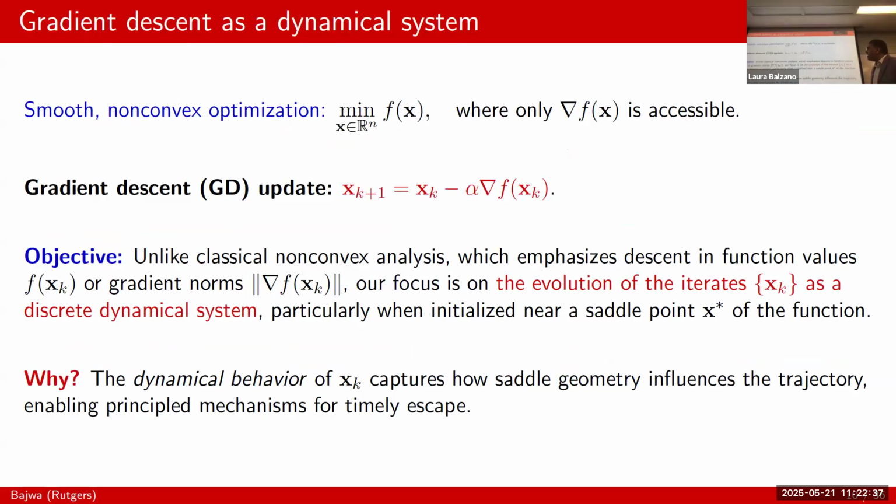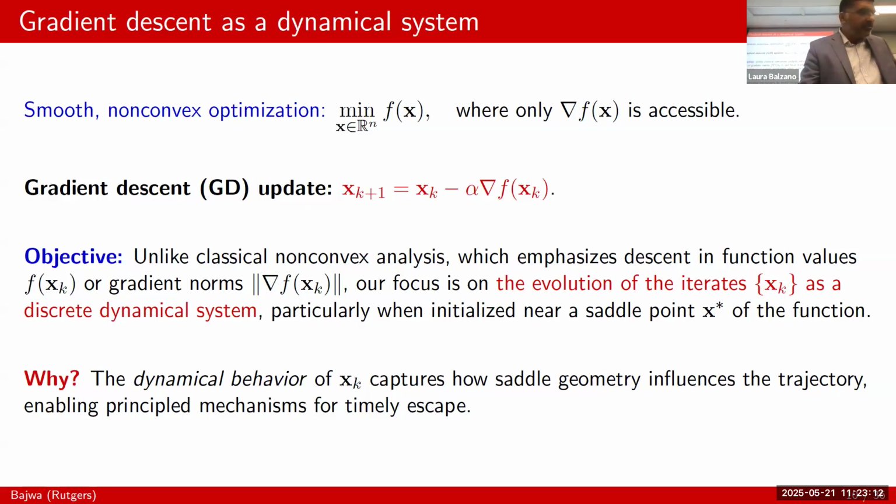And as I said earlier, unlike classical non-convex analysis, which focuses on, for example, the gradient norms or the function values, we really want to understand how the iterates, how x_k itself, spend time in the neighborhood of the saddle point. Because if you want to understand how quickly it escapes, we have to really get a handle on that. That's why we have to think of it as a dynamical system where x_k is the state of your system, and where the trajectory is in that neighborhood.